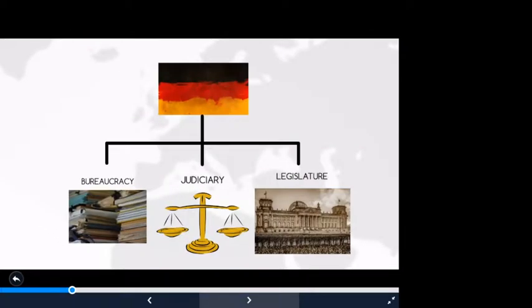Like most of the large democracies, Germany also has three pillars of governance: the bureaucracy, the judiciary, and the legislature. Again, like the larger democracies, the legislature is divided into two parts: the Bundestag, the chamber synonymous to the House of Representatives in the US, the House of Commons in the UK, and the Lok Sabha in India, and the Bundesrat, the chamber synonymous to the Senate in the US, the House of Lords in the UK, and the Rajya Sabha in India. Only members of the Bundestag are elected via popular vote.